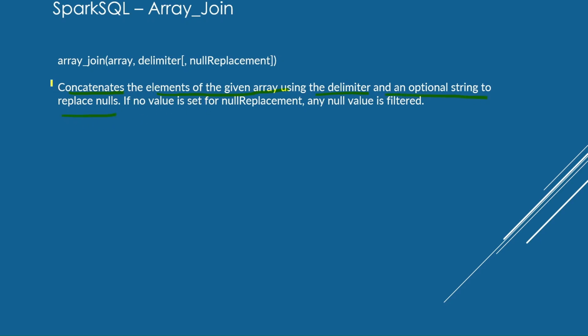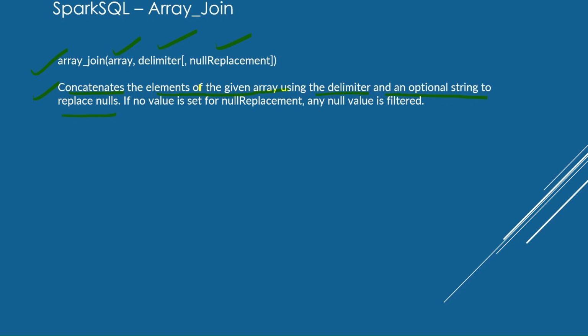Before discussing this statement, let's see the signature of the array join function. This is the array, this is the delimiter, and this is the null replacement. Whenever there is a requirement to concatenate the strings of a given array with the help of a delimiter, we can use the array join function.